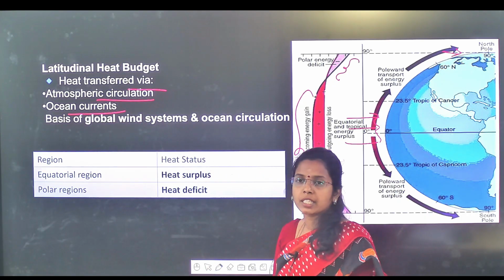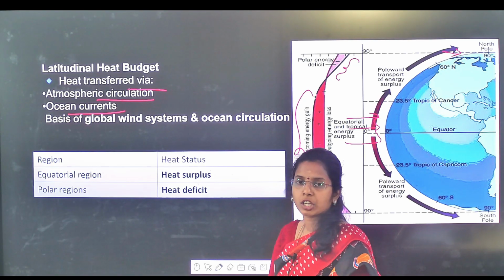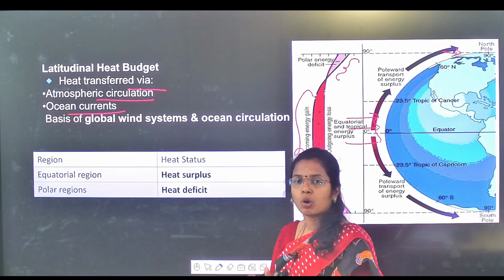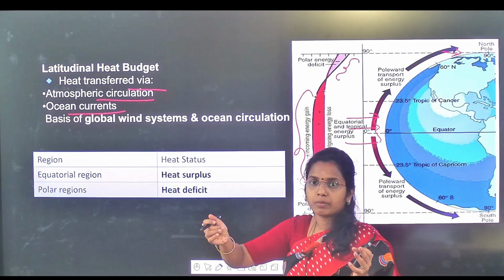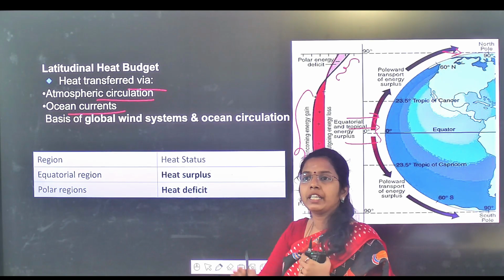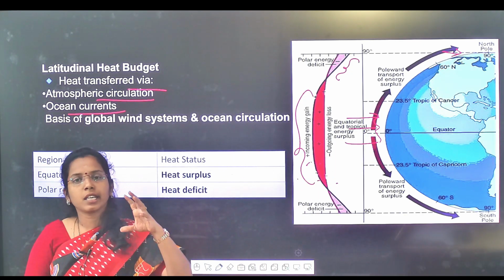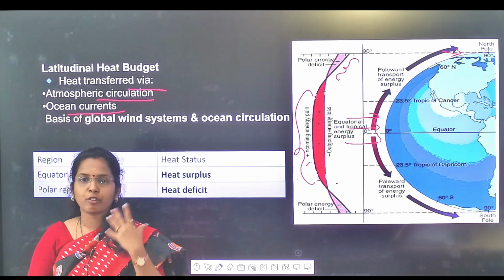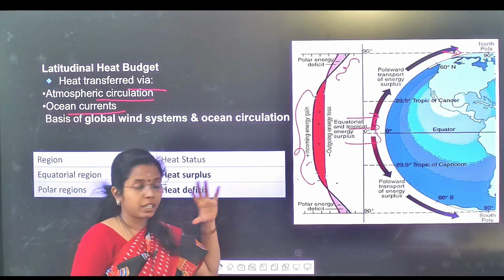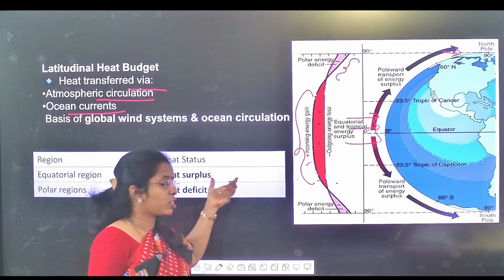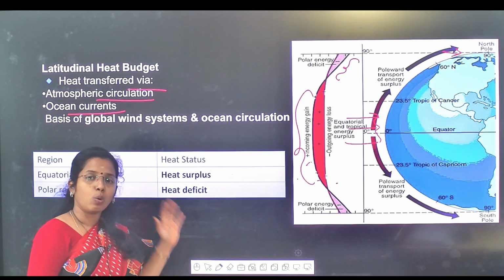These ocean currents distribute that heat, the incoming solar radiation, and atmospheric circulation also. Warm wind, cold wind, all these distribute that heat energy. If that distribution is not there, the poles will be continuously frozen, you cannot survive there, and you will see continuously more heat at the tropics. So this heat surplus and heat deficit, that heat redistribution is very important.